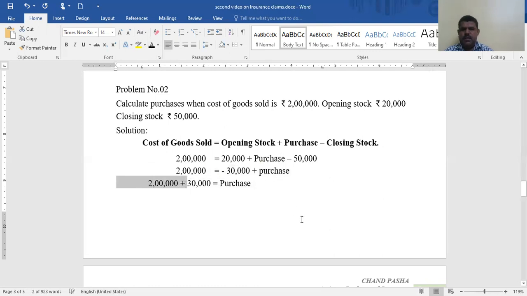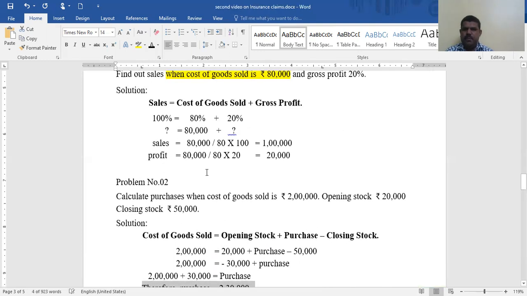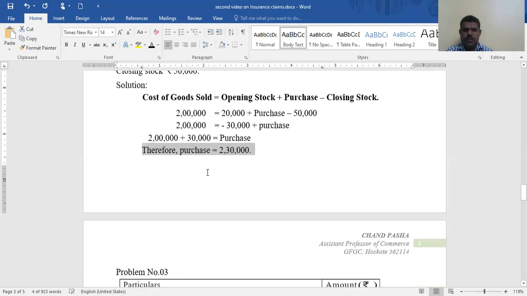Bring this 30,000 to the other side, that becomes 2 lakh plus 30,000 equal to purchases. Yes, we have got the answer. Therefore, purchases equal 2 lakh 30,000. These are the small problems that will be helpful for us in solving the 14 marks and 6 marks problems. I hope problem number 1 and problem number 2 are understood.